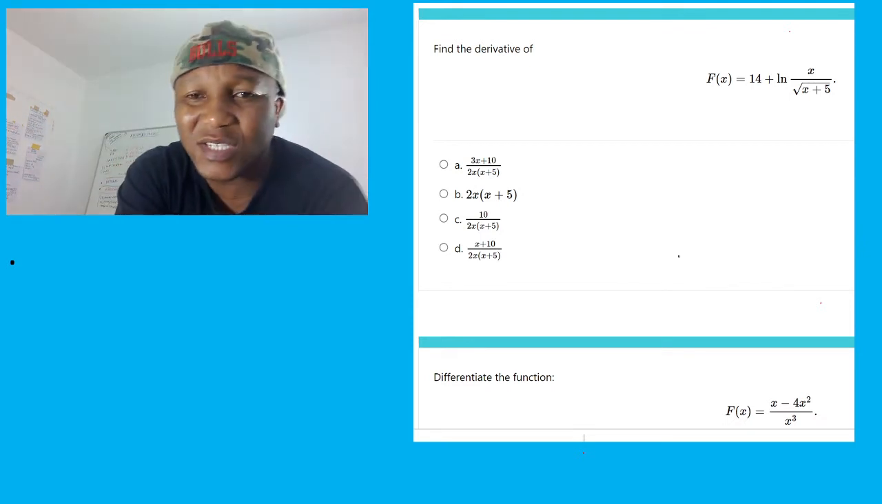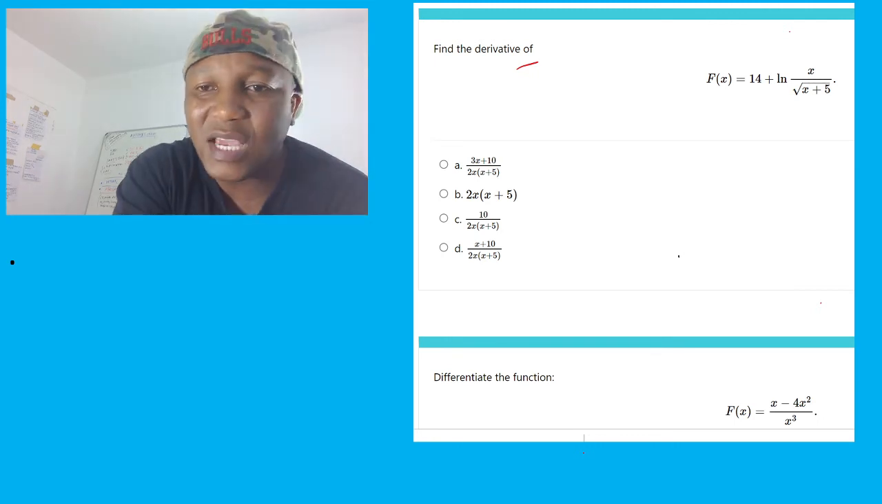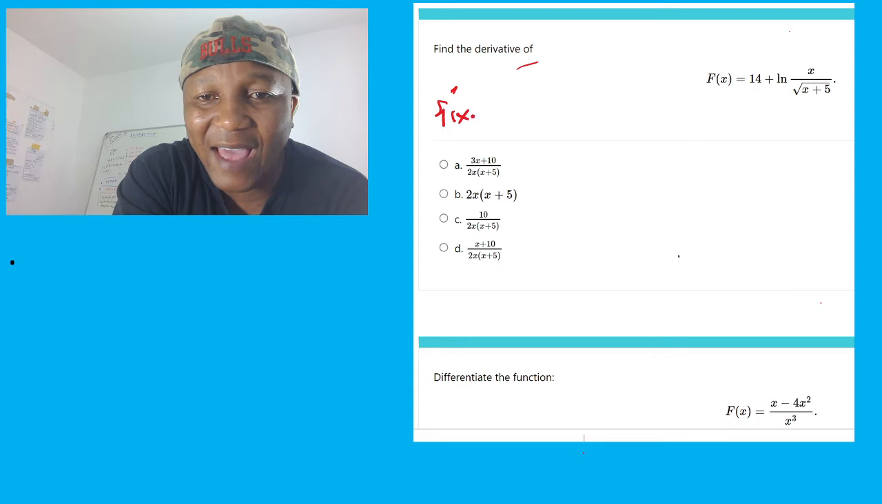Now the first question says find the derivative. So this is way easy. What I'm going to say for the derivative, you see this f is going to become f prime, because when you take the derivative, you put a prime.